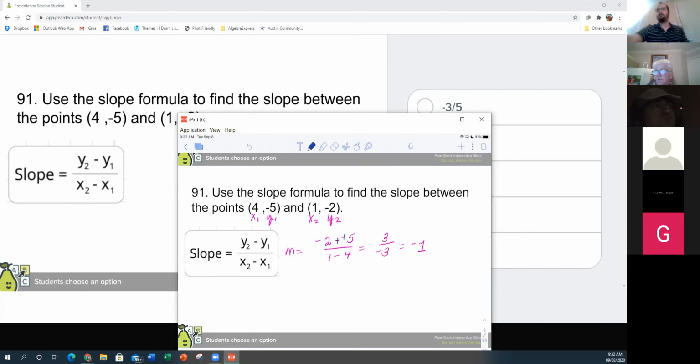Also, guys, if you're unsure, you can always plot the points and see what they are. So like here, 4, negative 5, and 1, negative 2, and you see that the line is going down from left to right, so it would have to be negative. So if you're ever not sure, plot the points and look at them.